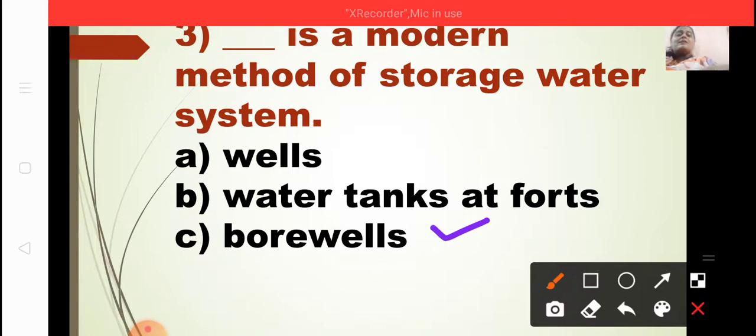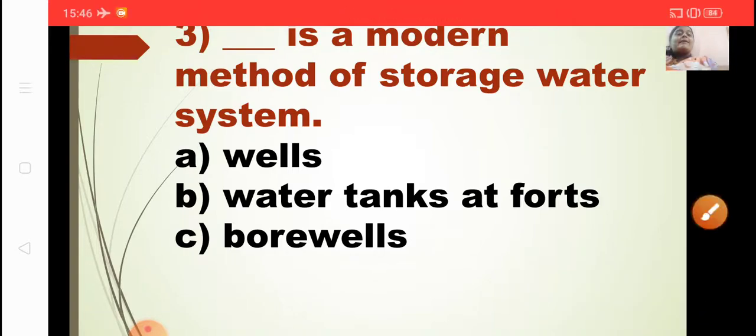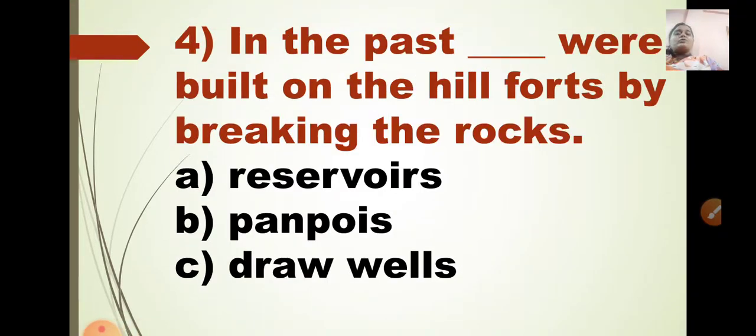Is that clear? Try to connect it like that. Try to recollect what you have watched in the videos. Try to recollect what you have learned. Like that you will be able to solve the paper properly. Is that clear? Now look at the fourth one.